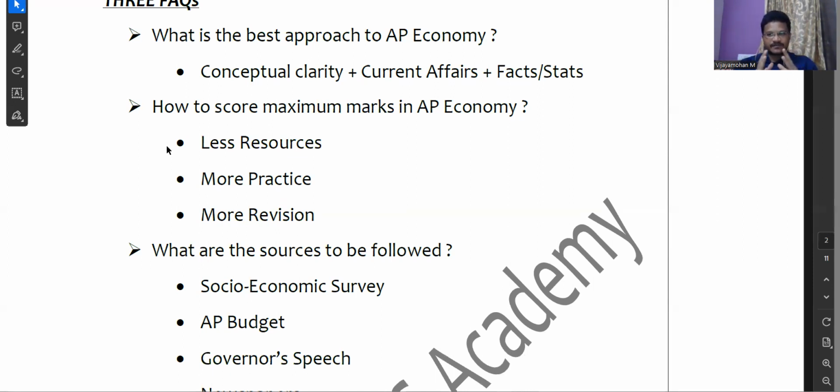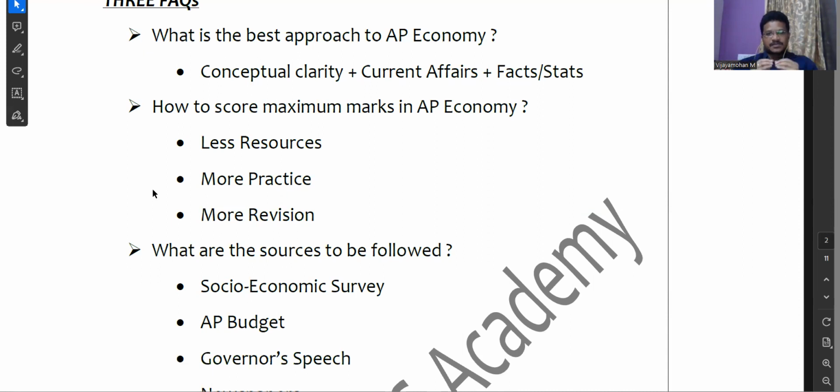So first and foremost point is that you need to have very less resources, very precise resources, and you need to practice more. So either it may be a test series, or it may be having a discussion with a small group of your friends, right? So you need to have more practice, less resources, more practice, and the other important aspect is more revision, right? So you need to have very less resources, more practice and more revision. This is the way to score maximum marks in the AP economy.